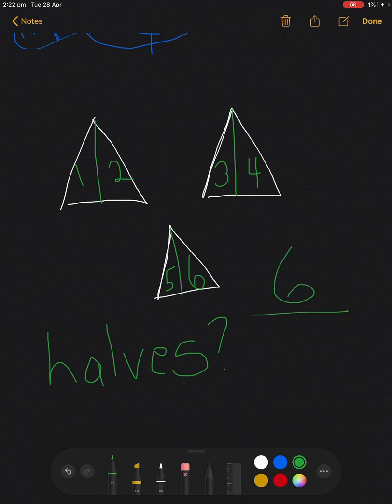What's going to be my bottom number? Well, how many equal parts is each whole divided into? It's divided into 2 equal parts, so my denominator would be 2. That would be 6 halves. 6 halves equals how many wholes? 1, 2, 3.